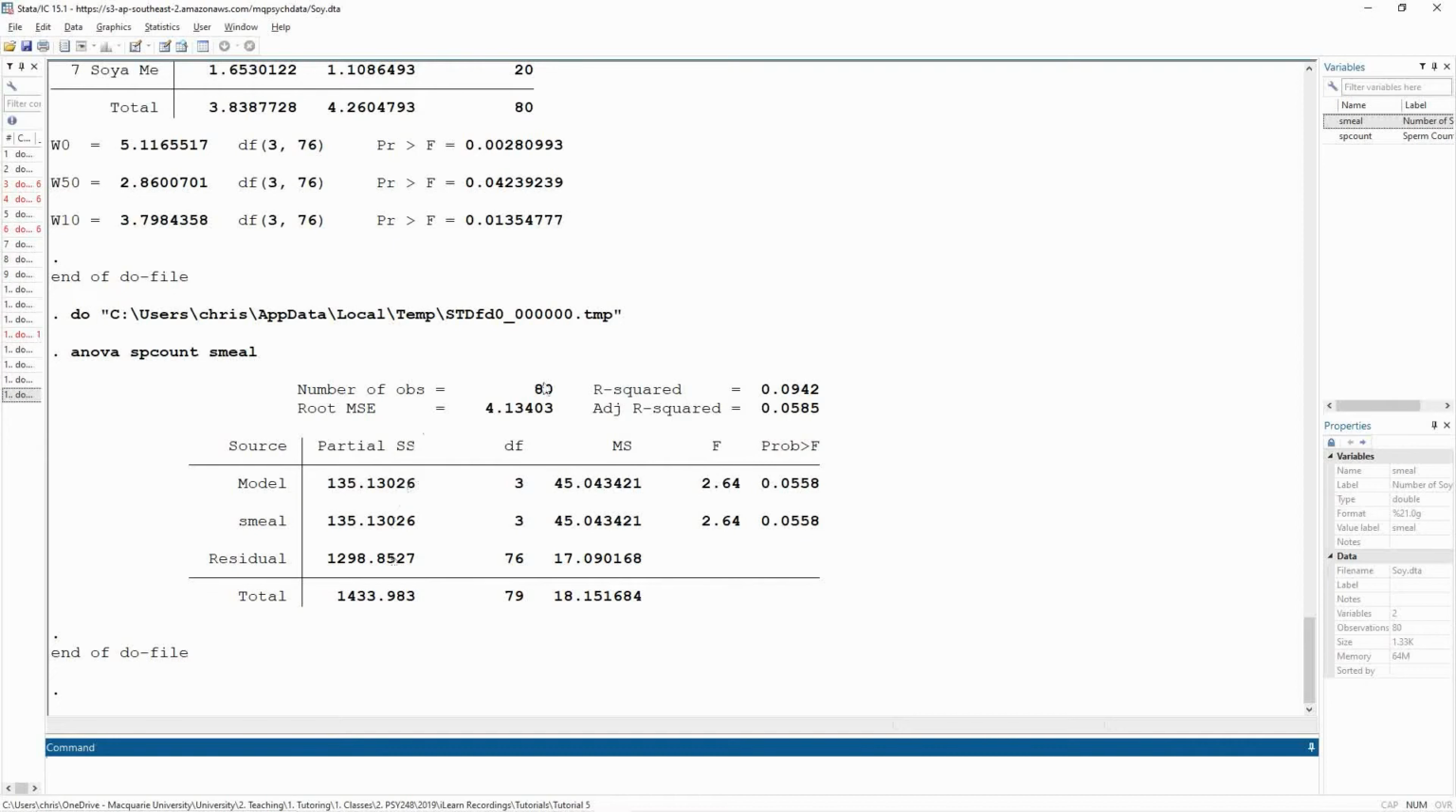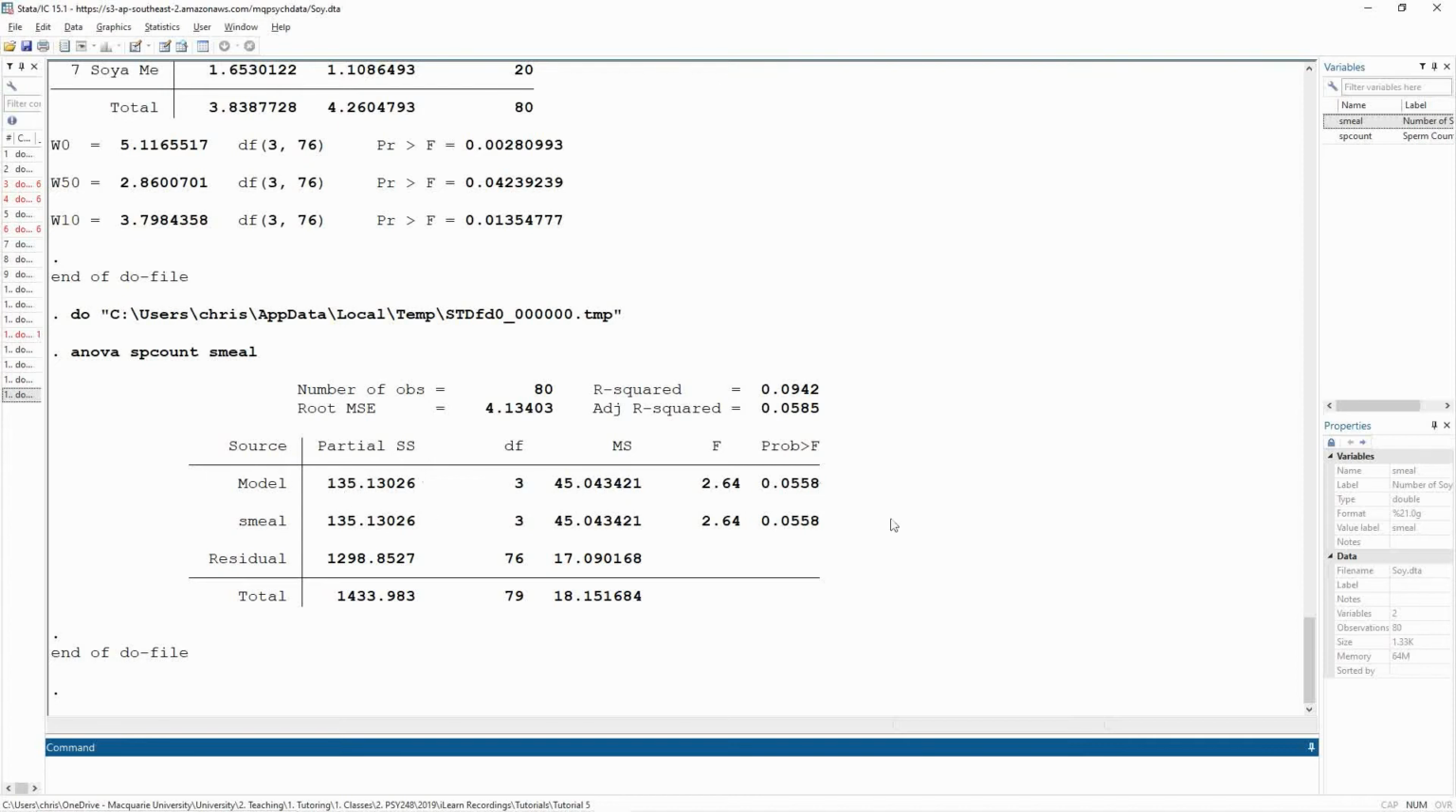So what I can see is I have 80 observations. My r squared is 0.09, and this tells me that approximately 9% or 9.42% of the variance in sperm count is accounted for by the number of soy meals consumed per week. You don't need to worry about these other 2 numbers for now. I then see 3 different rows. I see model, S-meal, residual, and underneath I see a 4th row called total. And what I notice for now is that model and S-meal are the same.